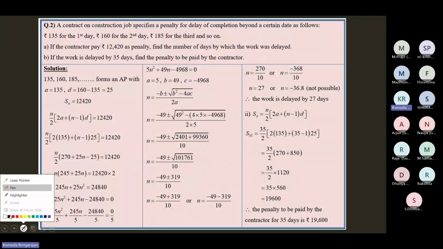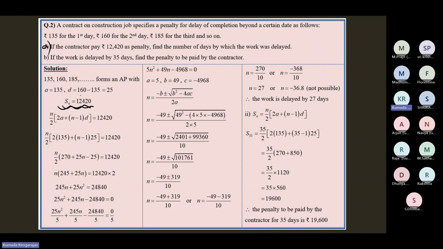I just want to stress on this one. So see here, you should write that SN is 12,420 for the first one. So now work on SN. What is SN? N by 2 of 2A plus N minus 1 into D is 12,420. Now substitute the values of A and D. You don't know N. You know A and D, substitute. And then when you work, you get a quadratic equation in N. And then you divide by a common factor throughout.